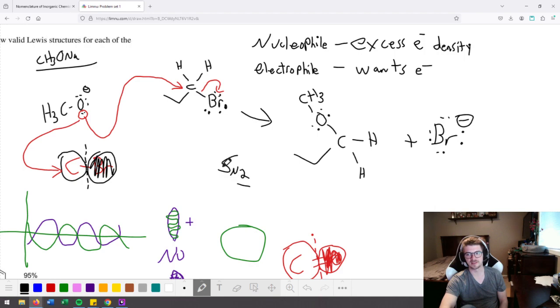N is for nucleophilic, S is for substitution, because we've substituted one group for another, and it happened because a nucleophile attacked an electrophile.